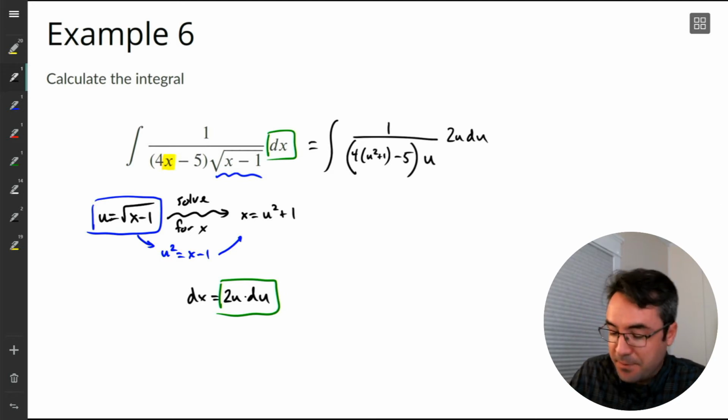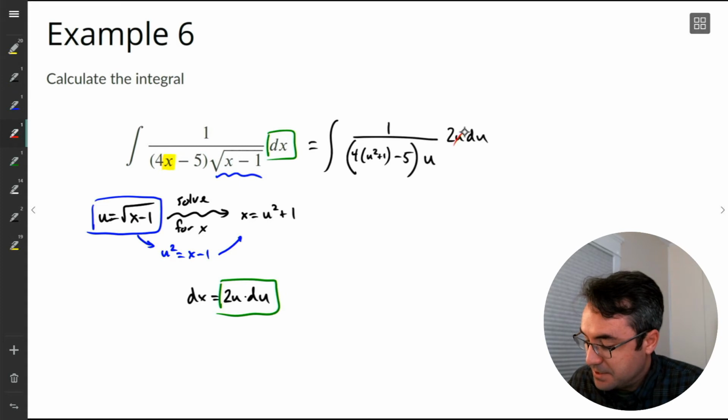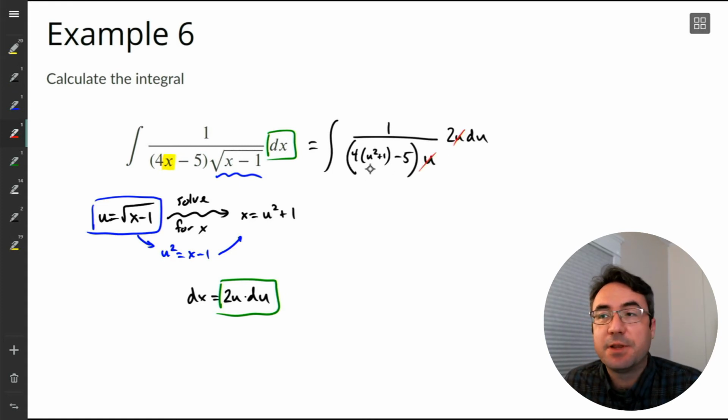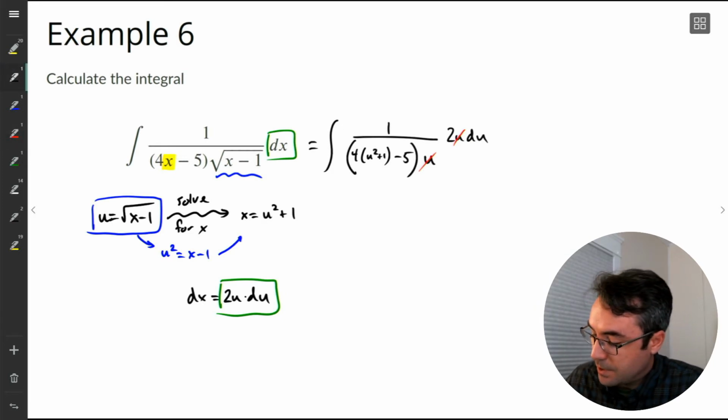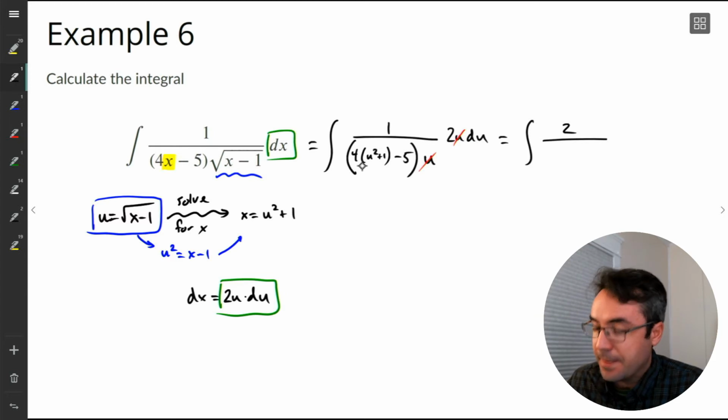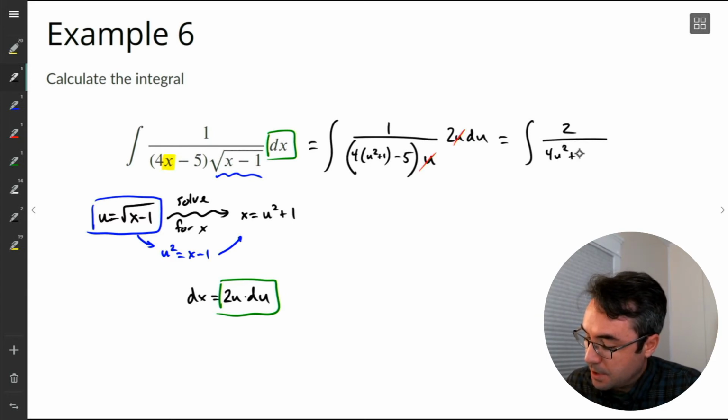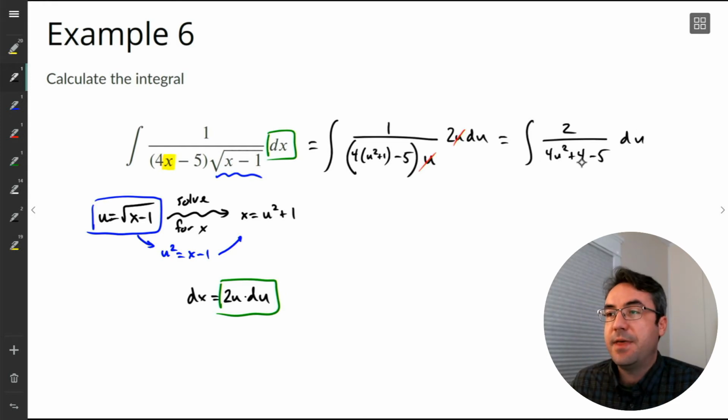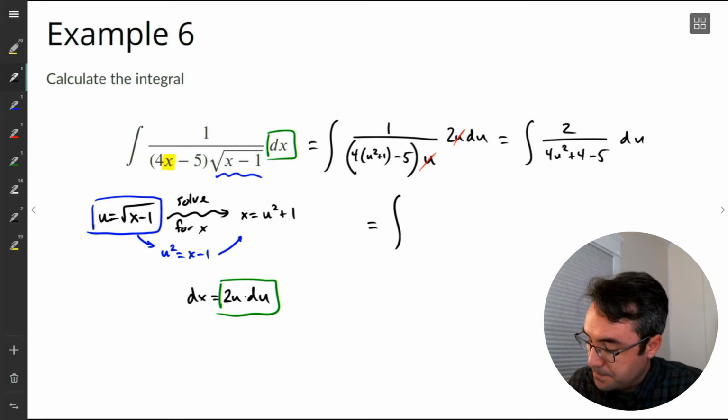And this is always the fun part. We get some canceling. We can multiply this out and simplify. So we're going to end up with the integral of 2 over, let's distribute the 4, so we're going to get 4u squared plus 4 minus 5 du. And then the 4 and the minus 5 we can simplify a little bit further, and we end up with 4u squared minus 1 du.